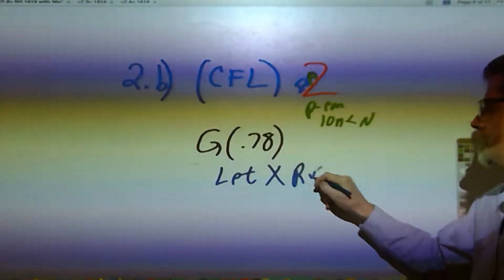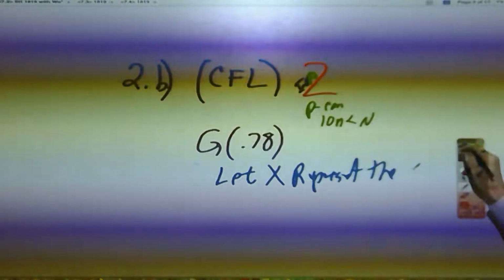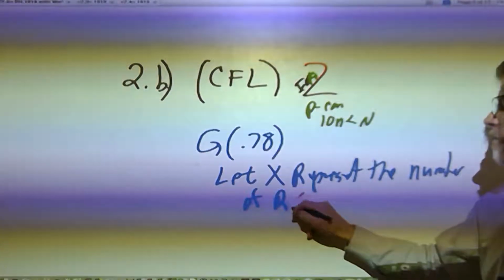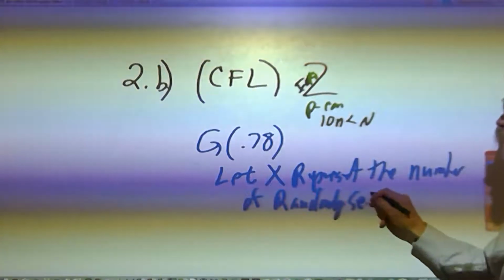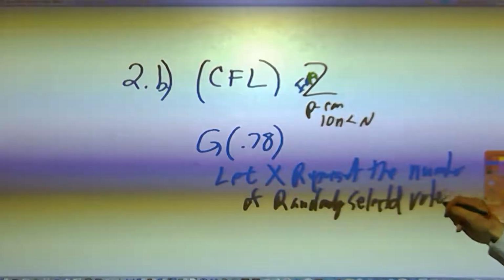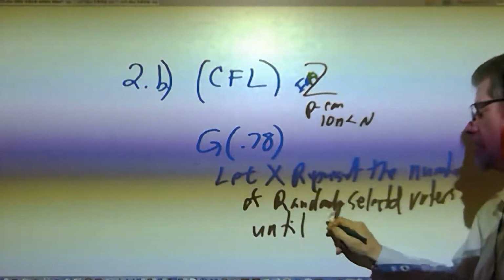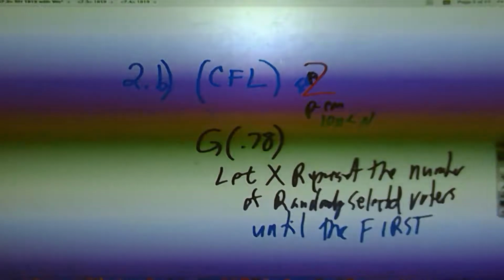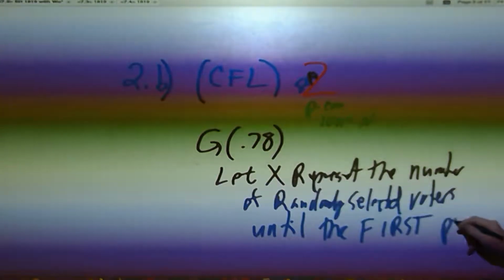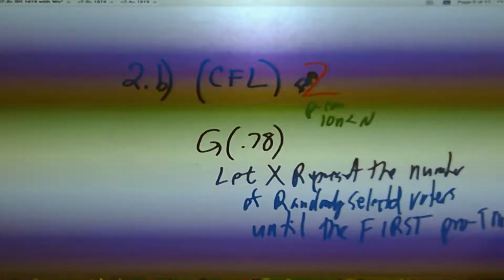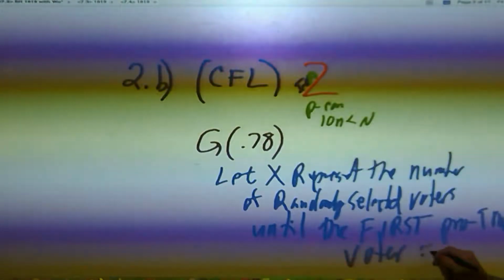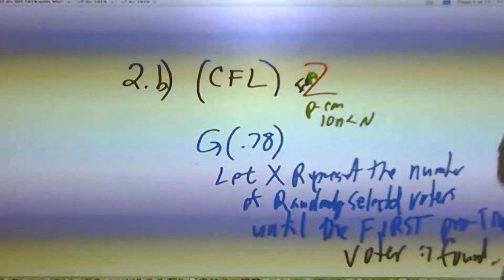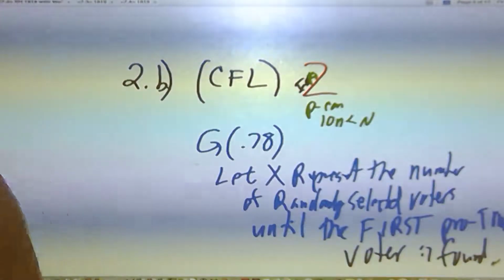Let X represent the number of randomly selected voters until the, emphasize the word first, pro-Trump voter is found. Add specific meaning to your variable. So that's something that you might have left off.